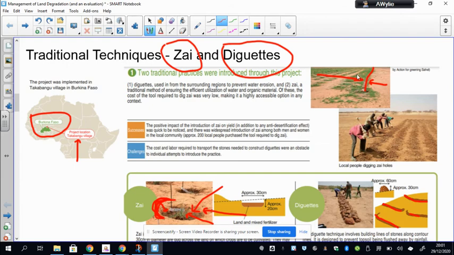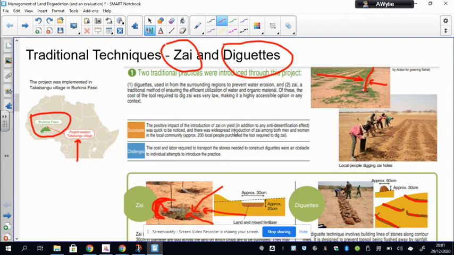Okay, so what makes these great is they're really simple to do. They don't require an awful lot of education. Simple tools are required to build them. Very little education is required. Most of it can be passed on through word of mouth. And they just use local materials. You don't need to import anything.